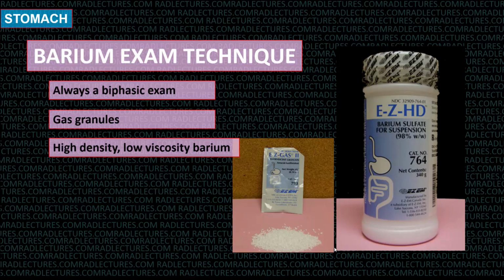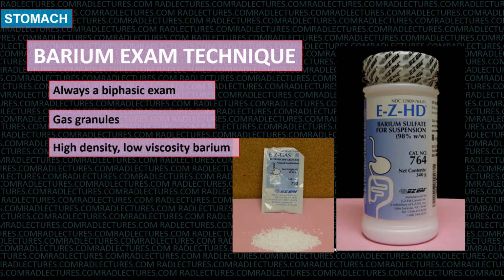Why a high density? Because you want to be able to see the thin coating of this barium on the stomach wall, and low viscosity because you want it to be able to flow along the stomach as you move the patient back and forth so that it can actually coat the wall of the stomach.